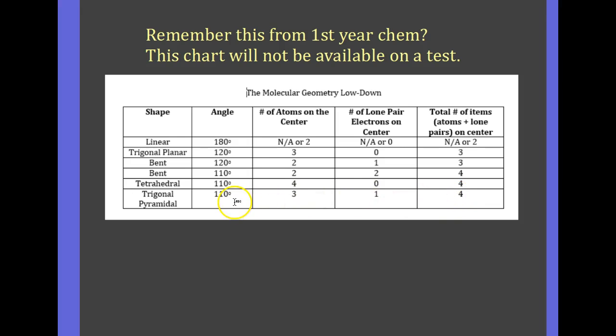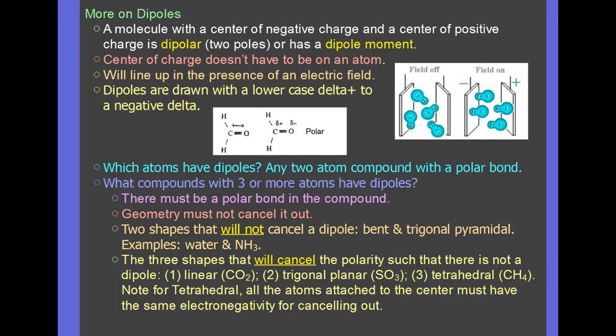Four things is always 110 degrees. Three things is always 120. And two, if there is no center, if you just have two things, it's linear.